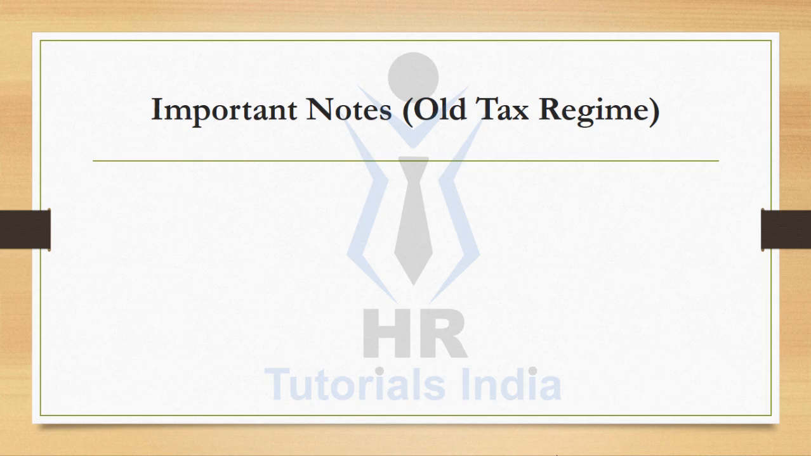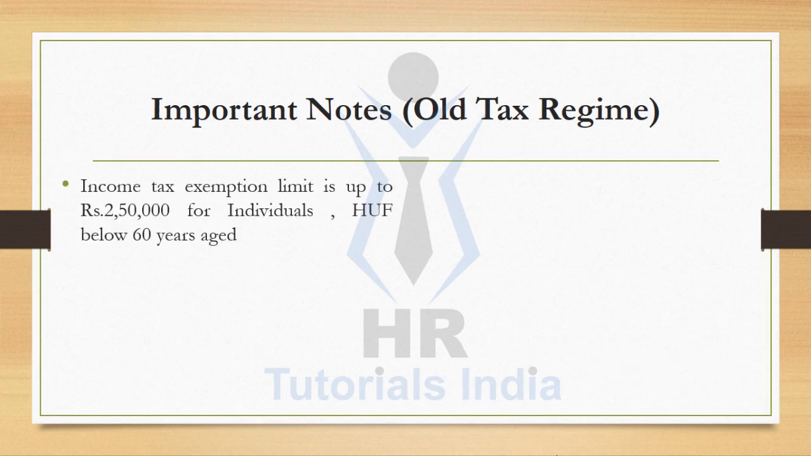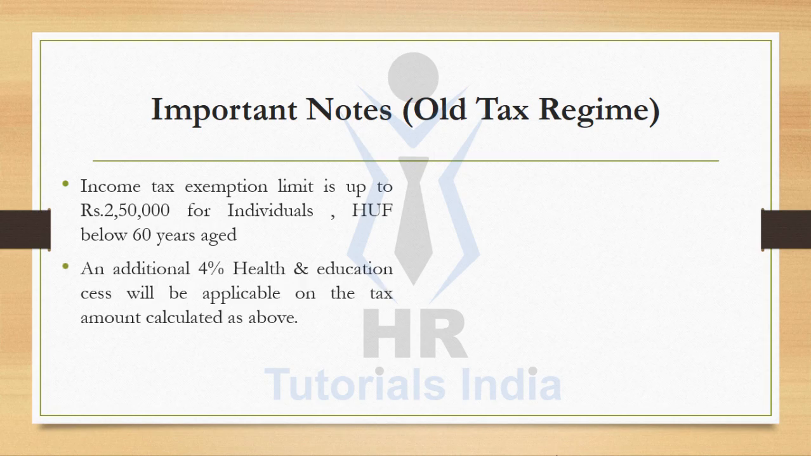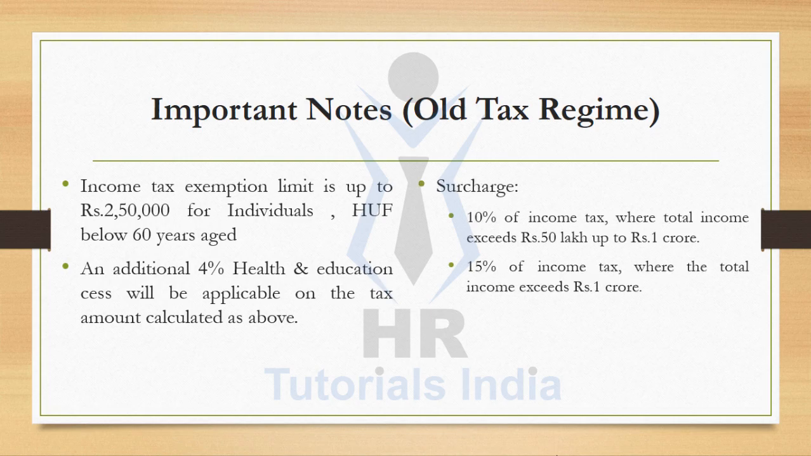Important notes of the old tax regime. Income tax exemption limit is up to 2.5 lakhs for individuals and HUF below 60 years of age. An additional 4% health and education cess will be applicable on the tax amount calculated above. Surcharge: 10% of income tax where total income exceeds 50 lakhs up to 1 crore, and 15% of income tax where the total income exceeds 1 crore.